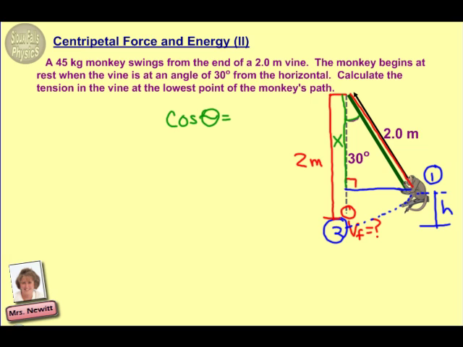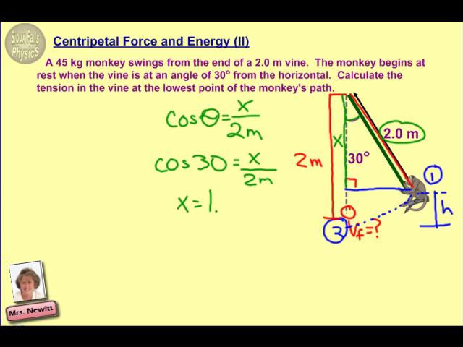Now we're just going to label this as x. It's actually not a distance that we will be using in our calculations, but it's something we need to start with. So that side of the triangle, x, divided by the hypotenuse, which is 2 meters. And again, we have a 30-degree angle, so we can solve that for x. And we find that x is equal to 1.73 meters. Now, why is that useful?